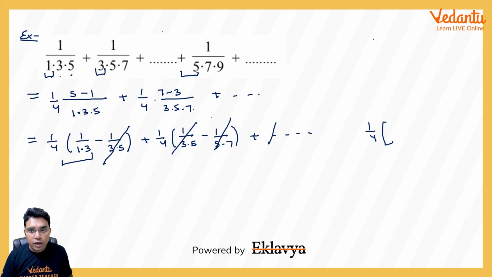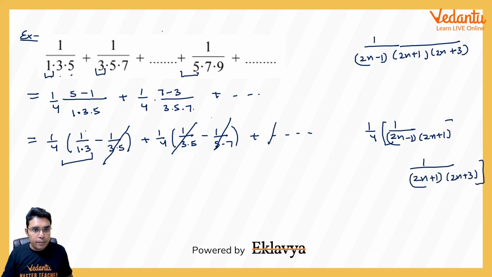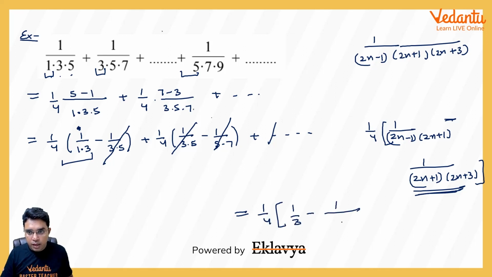I think the nth term here would have been 1 upon 2n minus 1, 2n plus 1 and 2n plus 3. So this would have been 1 upon 2n minus 1, 2n plus 1 minus 1 upon 2n plus 1 into 2n plus 3. So here, because this term is remaining, I think this term will be remaining. Okay, because this was with plus sign, so one term should remain with minus sign. So the final answer will be 1 upon 4 into 1 upon 3 minus 1 upon 2n plus 1 into 2n plus 3.